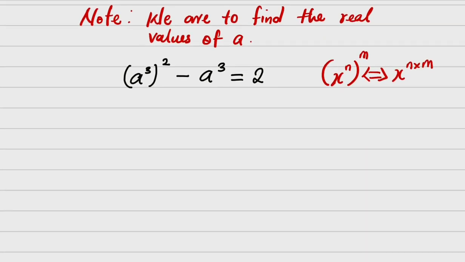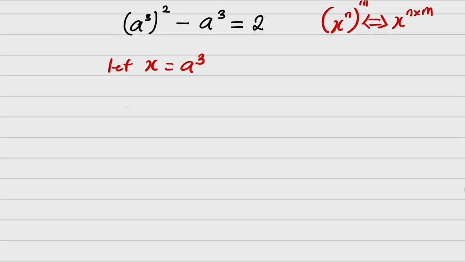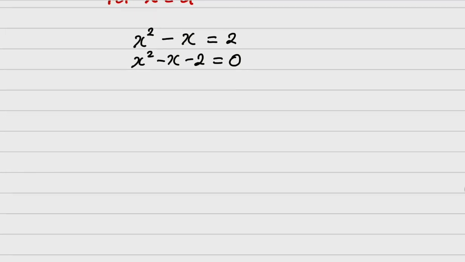Okay, now please don't forget what is in red ink, which says we have to find the real values of a. So the next thing to do is to say let x be equal to a cube, to reduce the ambiguity of the question. Now this will be x squared minus x is equal to 2. Rearranging it, I have x squared minus x minus 2 is equal to 0. So this is a quadratic equation problem, so we solve it quadratically.